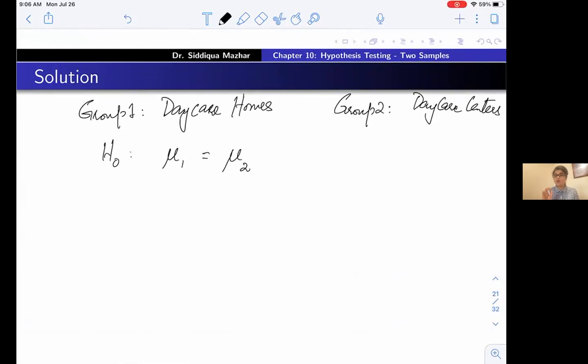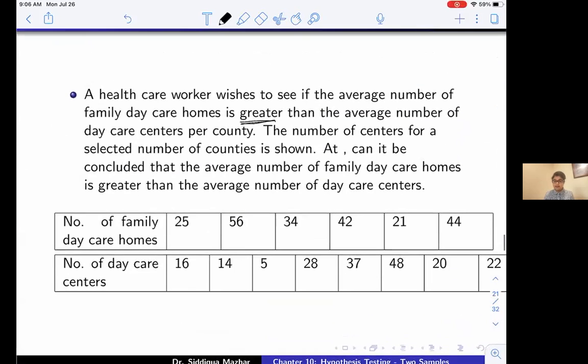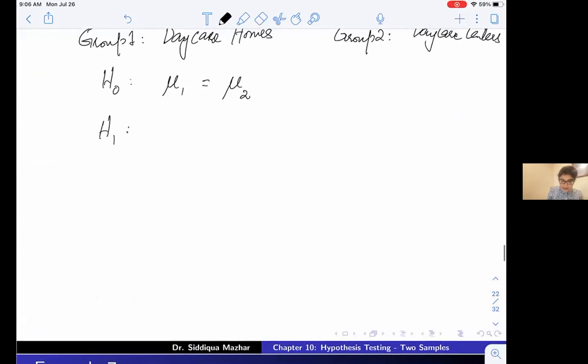No matter what the claim is, you will always put the equality sign with the null hypothesis. So the alternative hypothesis will be our claim that is given in my question, because the healthcare worker wants to see if the average number of family daycare homes, which is my group 1, is greater than the average number of daycare centers per county. So this is my second group. Now I can write my claim in the alternative hypothesis: mu1 is greater than mu2.